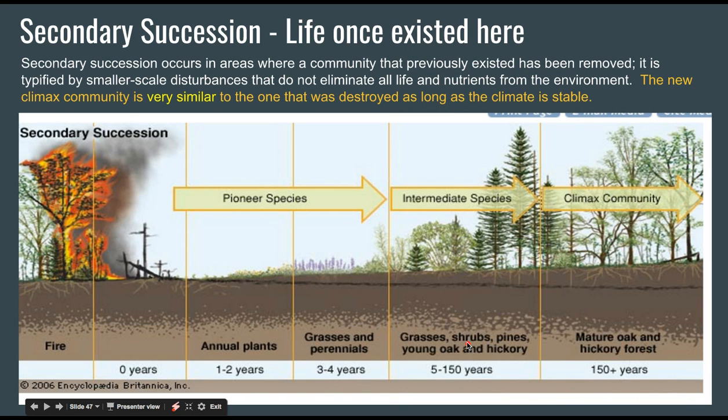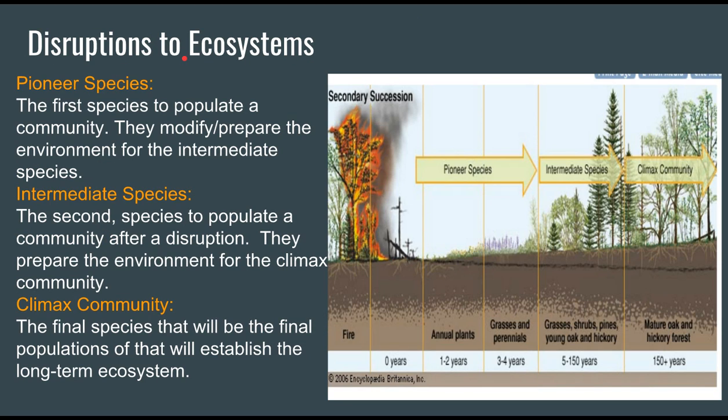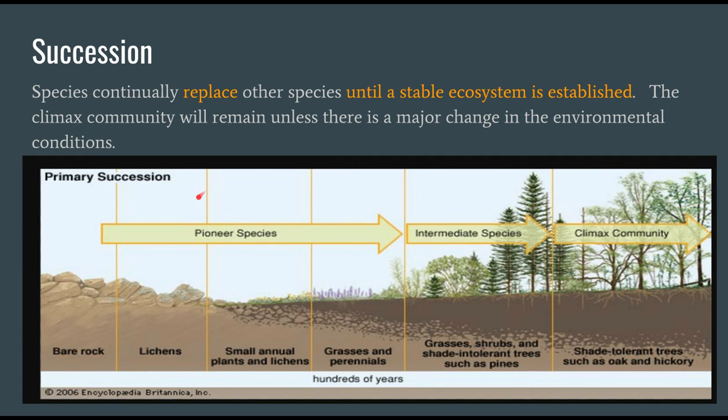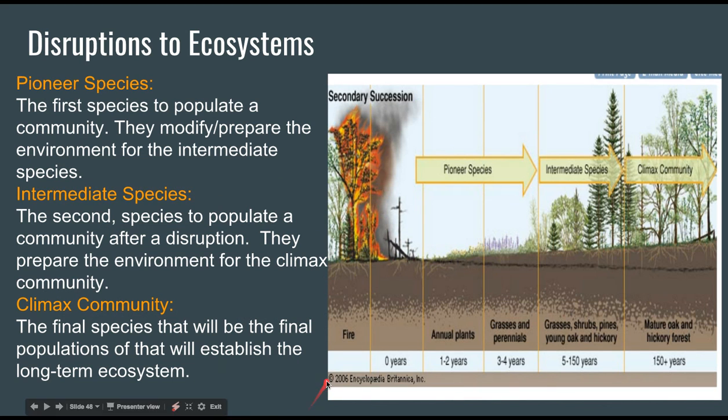Okay. So after a fire, now we have secondary succession. This is the second time life is being established in this area. Essentially the same process. However, it's faster. The other one was hundreds of years. This is about 150. And you see there's already a lot of nutrients in the soil. So everything's going to come back a little bit faster.